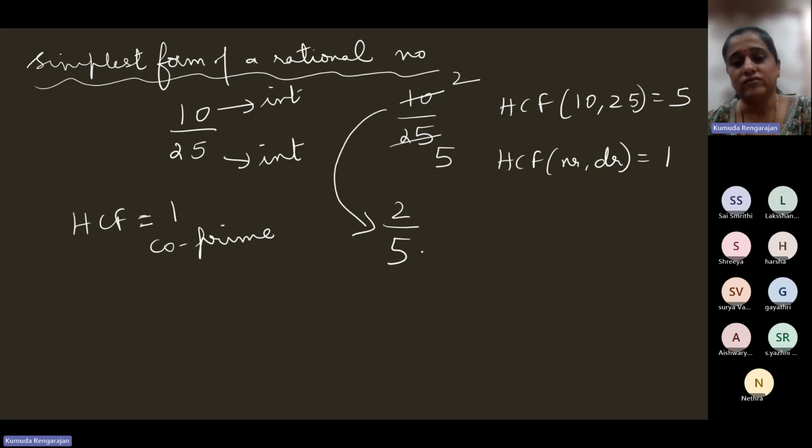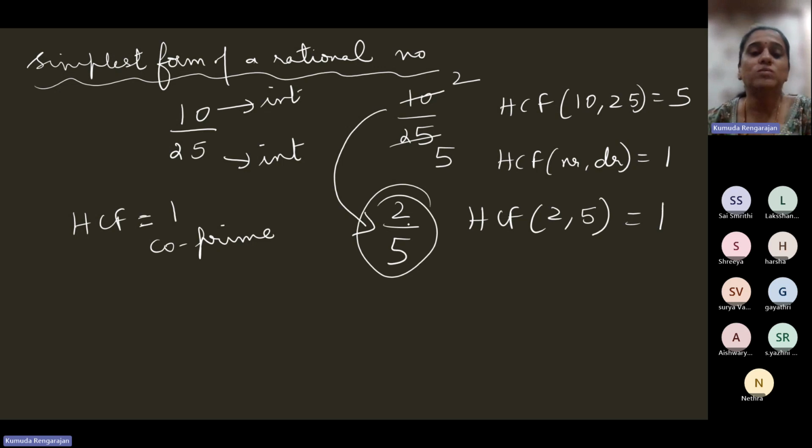Now look at 2 by 5. What is the HCF of the numerator 2 and the denominator 5? It's 1. That means the rational number 2 by 5 is in its simplest form because it cannot be simplified any further, and that's because the HCF of the numerator and denominator is 1.